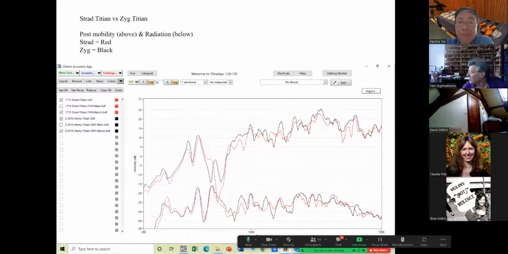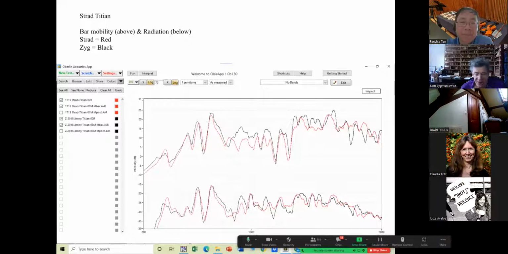And what am I looking at here? The real Strad is red, and then yours is black. Okay. This is post mobility on top. So these 2 lines are the mobility of the post, and then this is the radiation. The previous slide shows the bass bar mobility. Okay. Let's go to that.